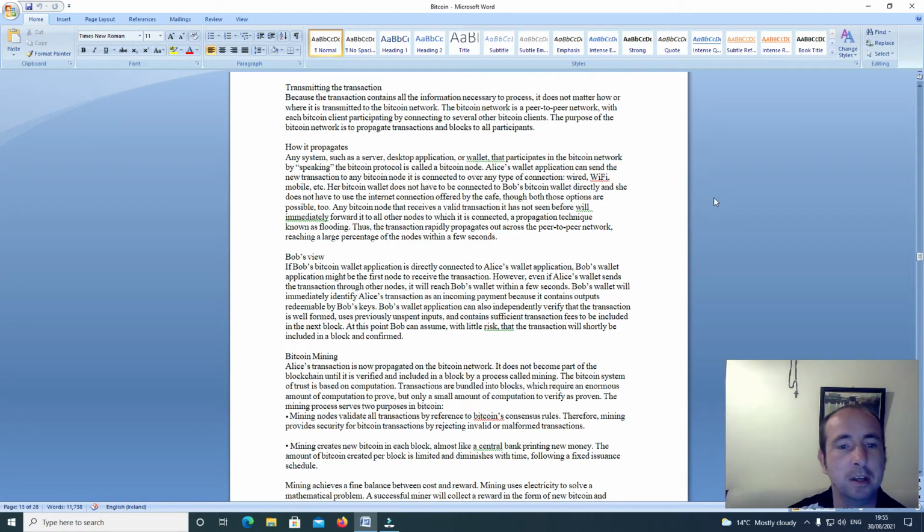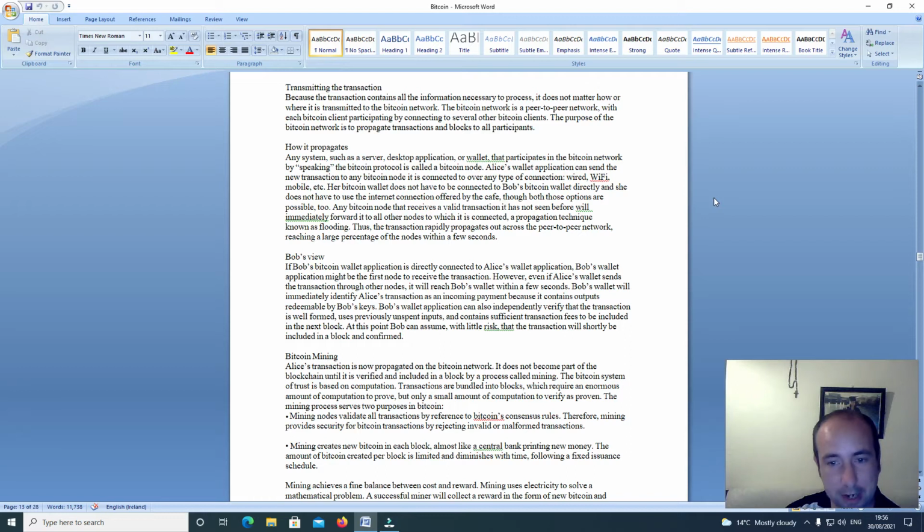Transmitting the transaction. Because the transaction contains all the information necessary to process, it does not matter how or where it is transmitted to the Bitcoin network. The Bitcoin network is a peer-to-peer network, with each Bitcoin client participating by connecting to several other Bitcoin clients. The purpose of the Bitcoin network is to propagate transactions and blocks to all participants. How it propagates: any system such as a server, desktop application or wallet that participates in the Bitcoin network by speaking the Bitcoin protocol is called a Bitcoin node.